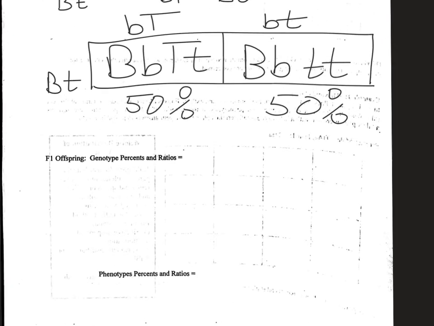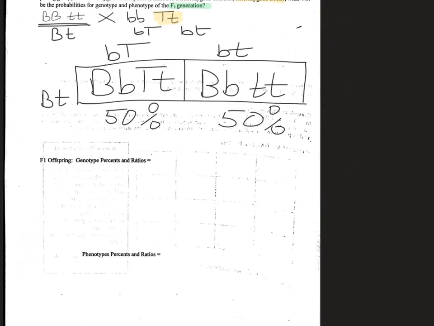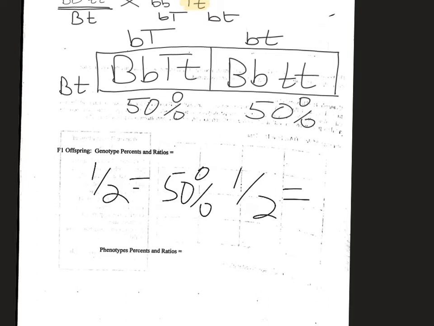F1 offspring, genotype, percents, and ratios. I just did it, so there's nothing else to discuss. You can do 1 out of 2 and 1 out of 2, and then that equals 50%. I mean, whatever you want to do. I did it all in one step, but does everybody get that? I don't need to do the rest, right? I don't need to write it out. Let's go on.